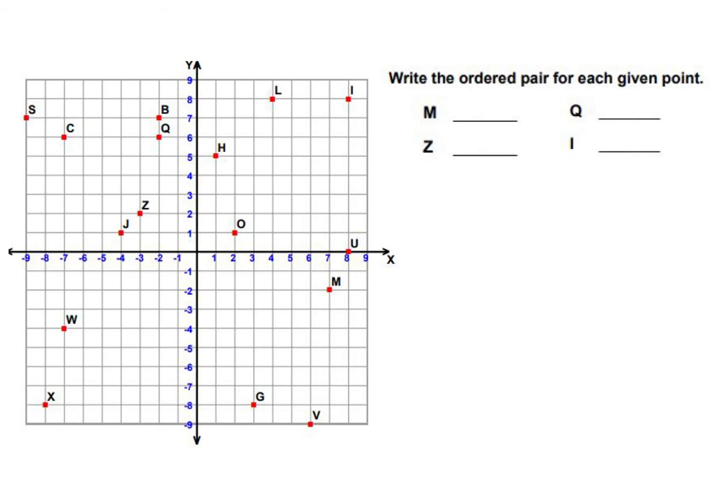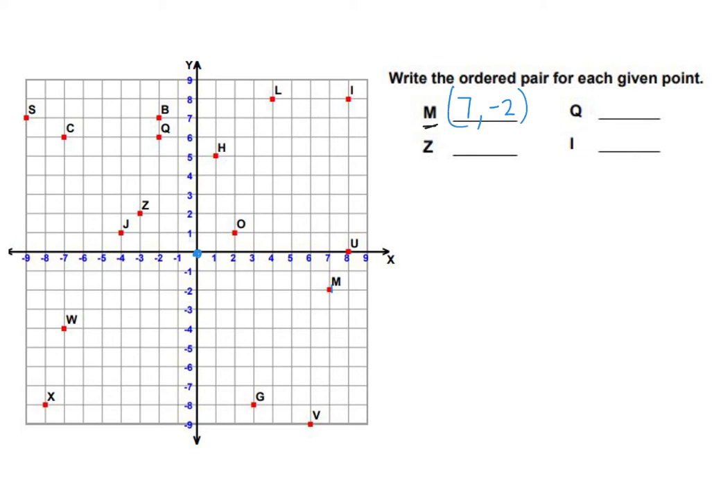First, you want to recall how to write an ordered pair for each given point. So if I'm trying to find an ordered pair for M, where it is located, remember, starting at the origin, we're going to count left or right. So we're going to go to the right until the number 7, and then we go up or down. So then we go down 2. So my ordered pair would be 7, -2.